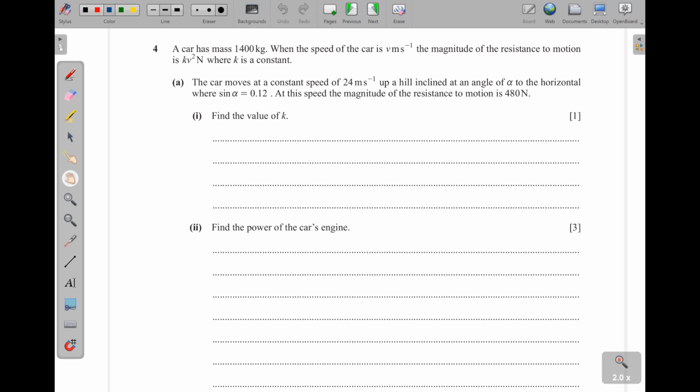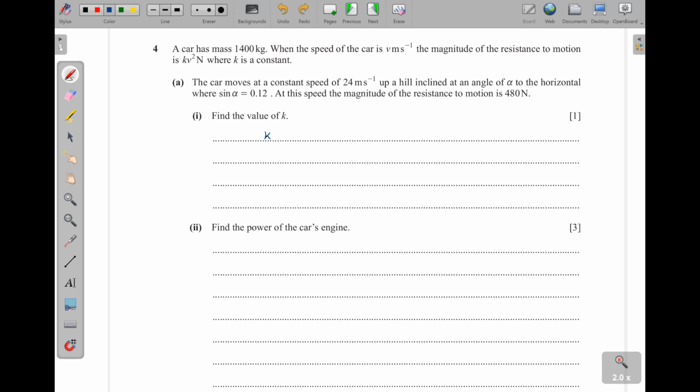At this speed, the magnitude of the resistance to motion is 480 newtons. Part 1, find the value of k. Now, to find the value of k, first of all, they have said that the resistance is given by this, okay? And the speed is 24 meters per second. So that means I will get this kv squared.